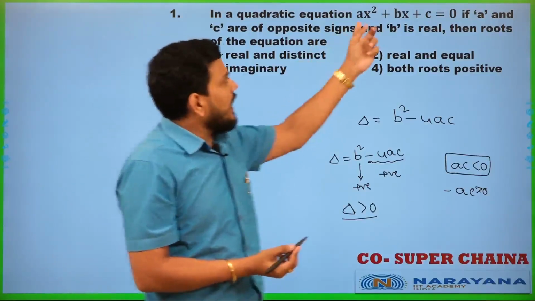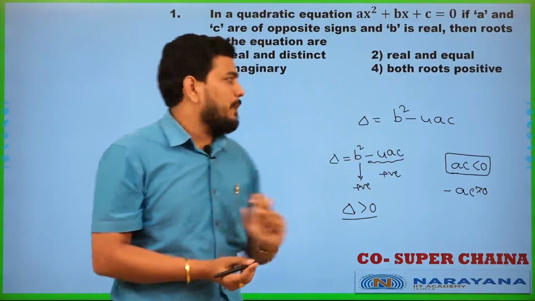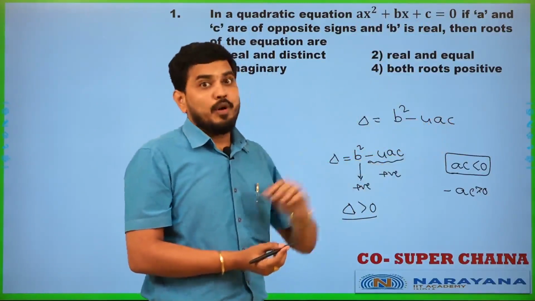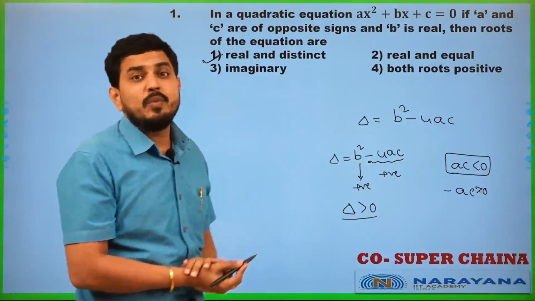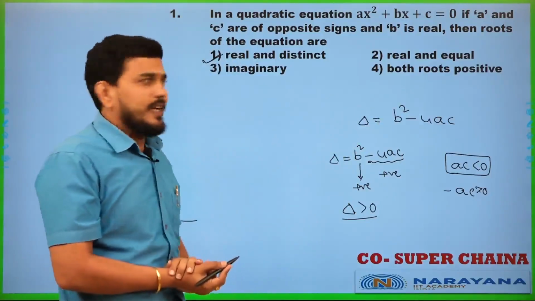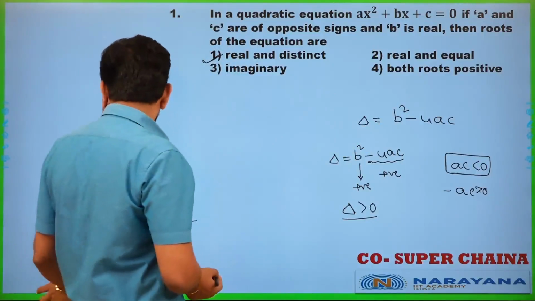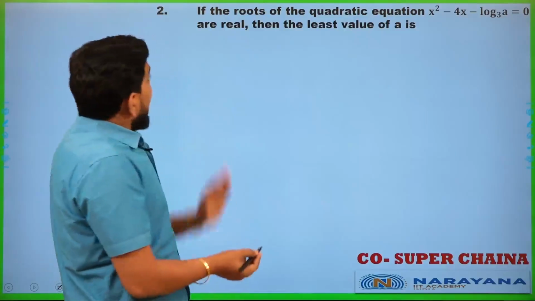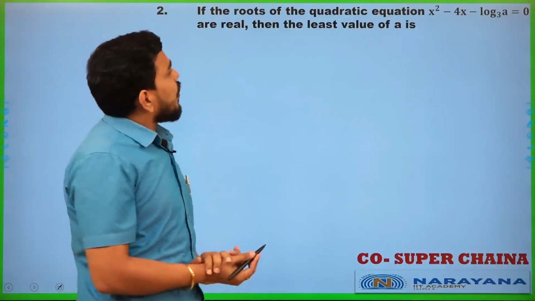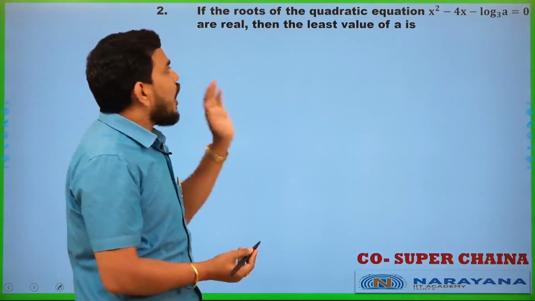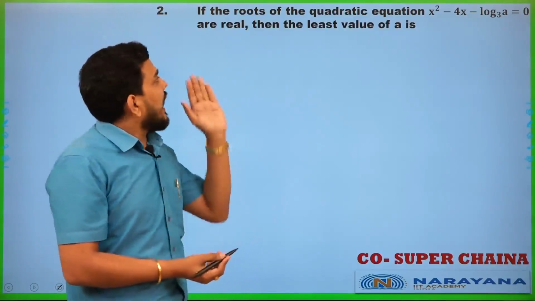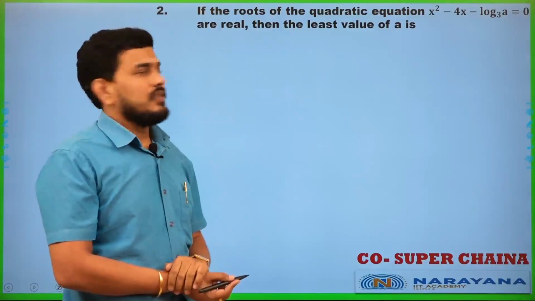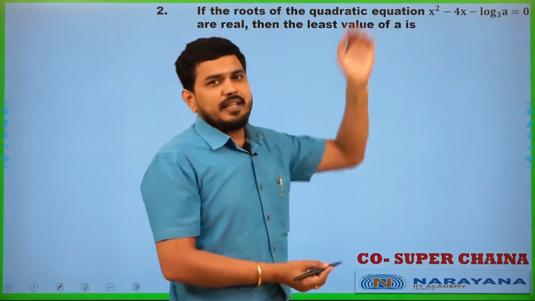Whenever a and c have opposite signs, −4ac becomes positive and b² is anyway positive. Hope it is clear. Let us move to the next question. If the roots of the quadratic equation are real, then the least value of a is... the roots of this particular equation.